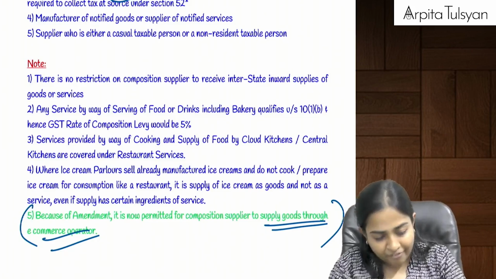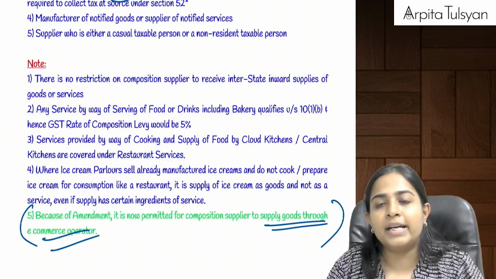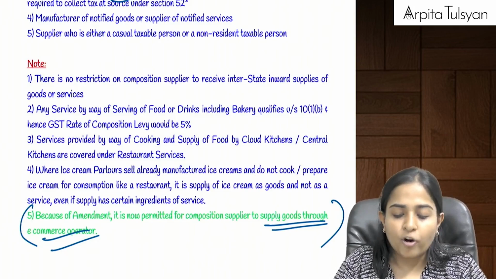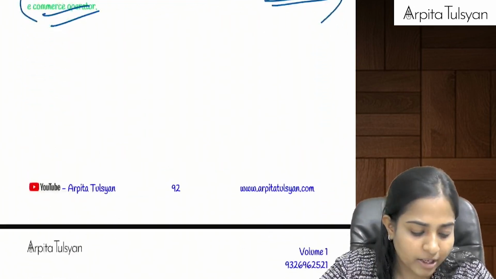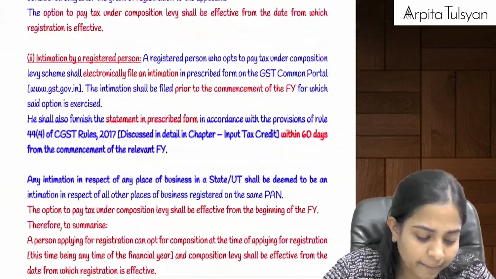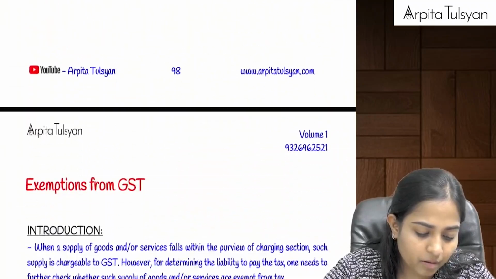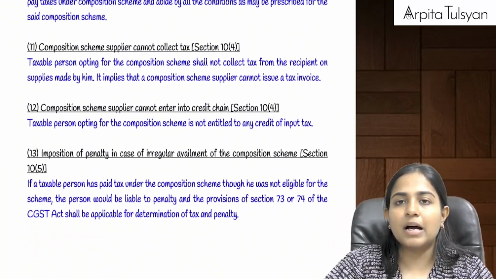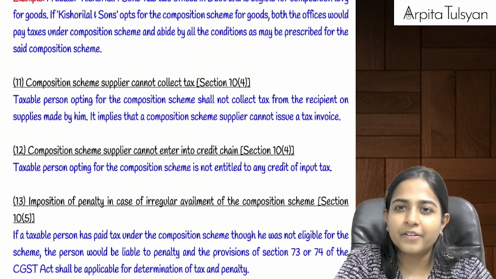But if I am providing goods through an e-commerce operator, I can still opt for composition scheme. This was the proposed amendment and that has been notified. This we had already covered in our lecture. Yes, that's it. This was the amendment in your charge chapter. Manageable, everyone? Yes.